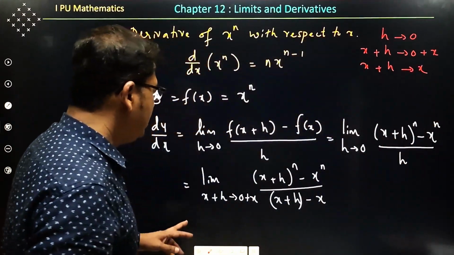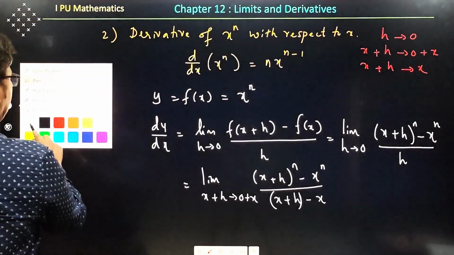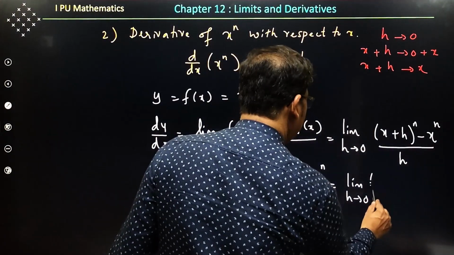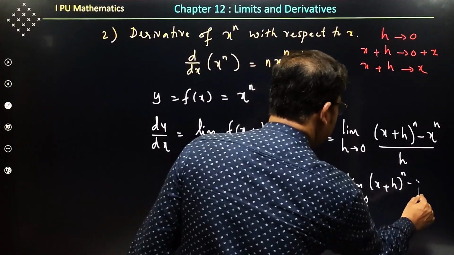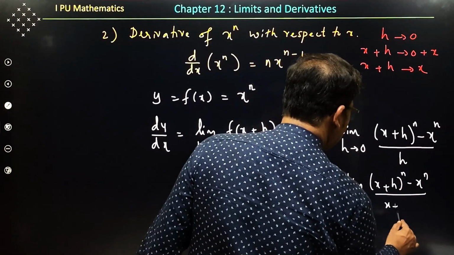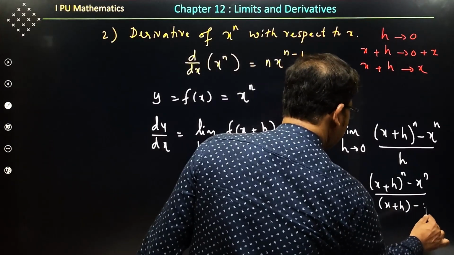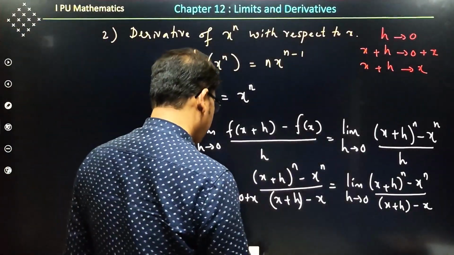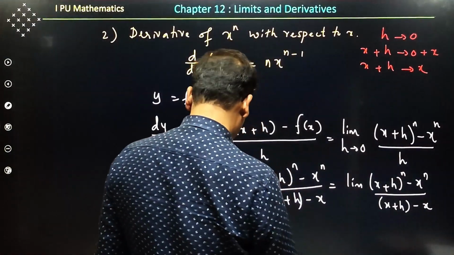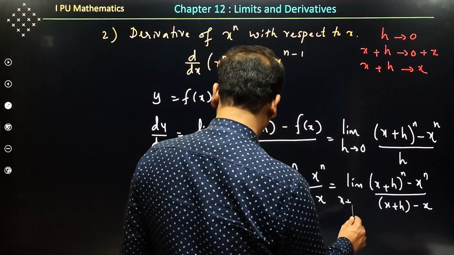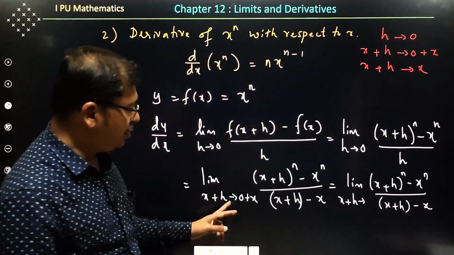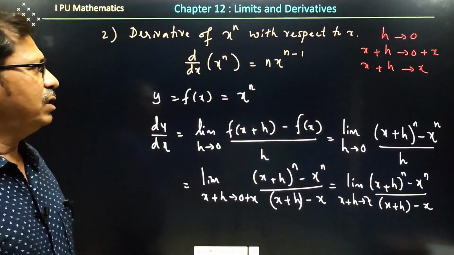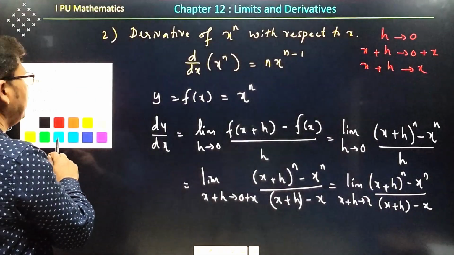See, x plus h, this is equal to limit h tends to 0, x plus h raised to n minus x raised to n divided by x plus h minus x. See, you need to recall, see left side, it is not h tends to 0, x plus h tends to 0 plus x, that is nothing but, see 0 plus x, that is nothing but what? x only. You write x here. Okay. Now observe here. Recall the result. Which result you want to recall here?